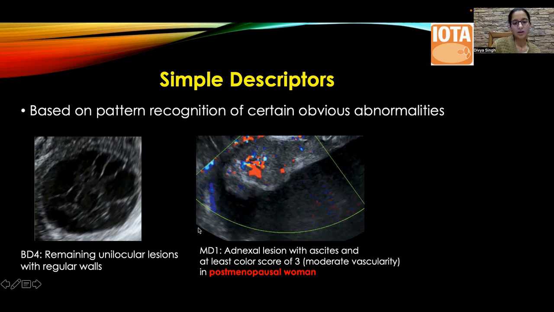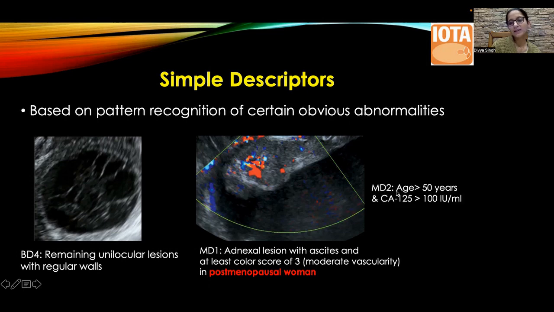Malignant descriptor 1. So what feature in a mass can make you think in terms of malignancy? So malignant descriptor 1 is an adnexal lesion with ascites. We know what ascites is, and at least a color score of 3. So at least moderate or marked vascularity and presence of ascites in an adnexal lesion in a postmenopausal woman is malignant descriptor 1. Because we discussed earlier, postmenopausal women have a high risk of having malignant adnexal masses. So this is what malignant descriptor 1 is.